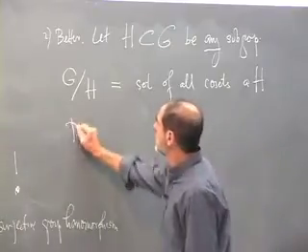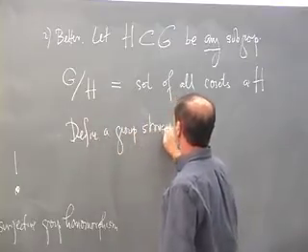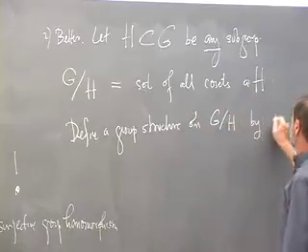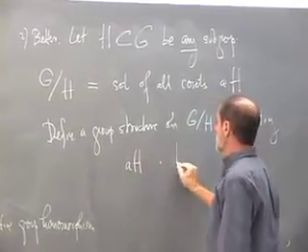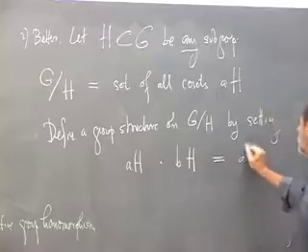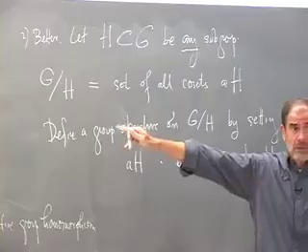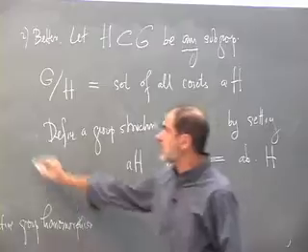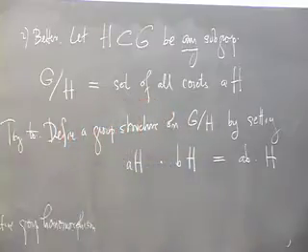Okay, define a group structure on G mod H by setting the product of the coset AH times the coset BH to be the coset of AB times H. That's what we did here. That's what worked. Hold on. So I'm now going to try to define a group structure on the set of cosets by that law. That's what worked for us here.